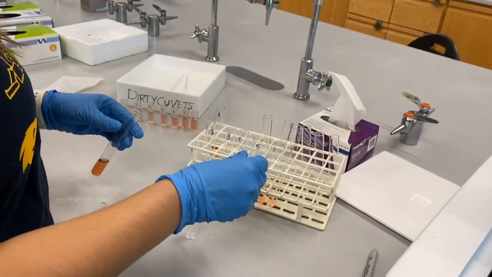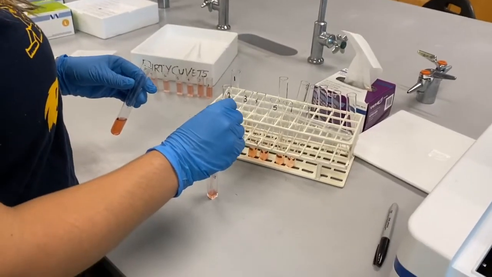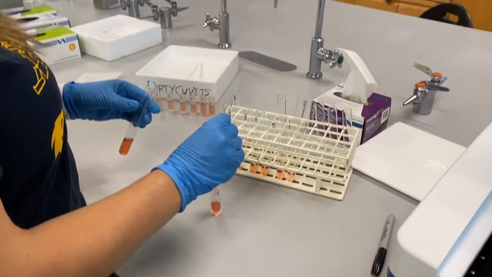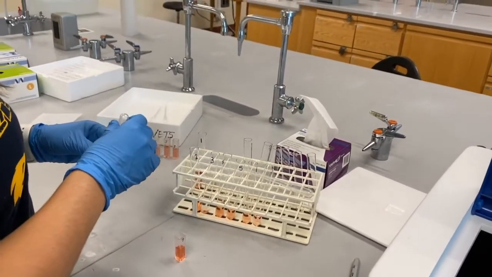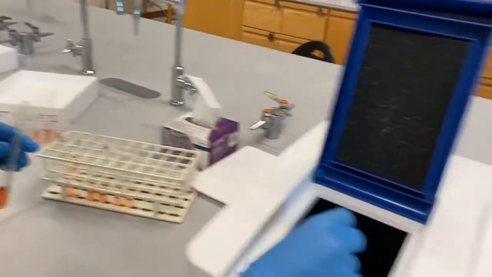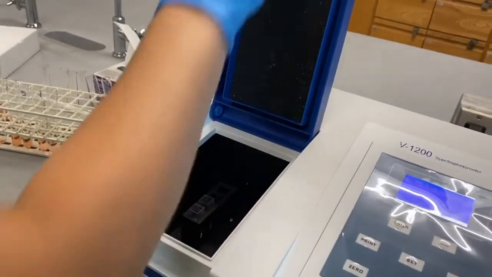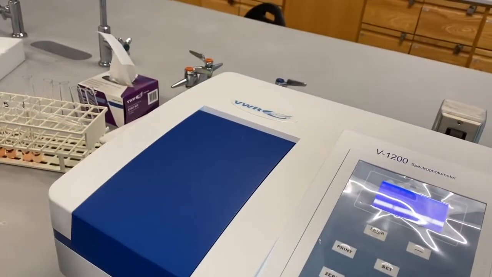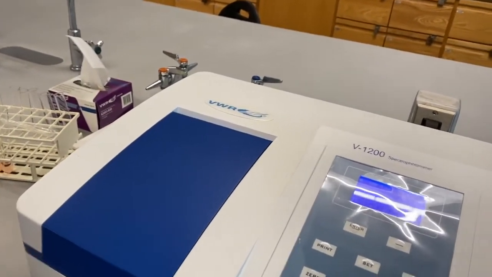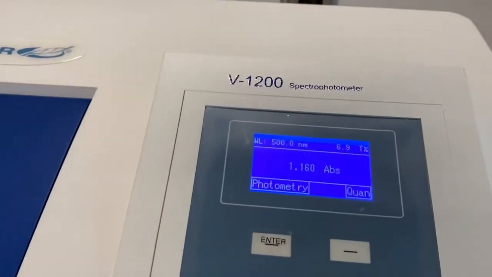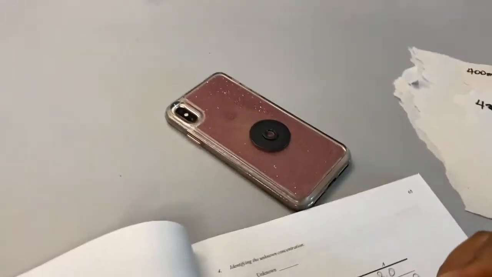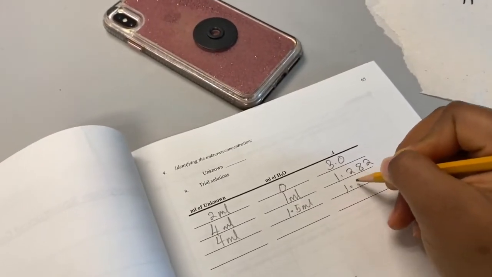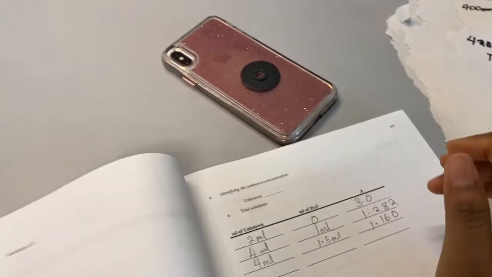So now we have 4 mils of unknown. We mixed it together with 1.5 mils of diluted water. So now we're about to calculate the absorbance. And the absorbance is 1.160.